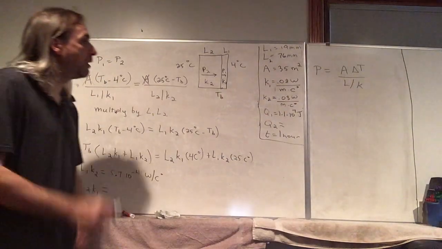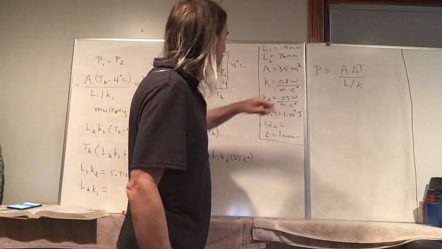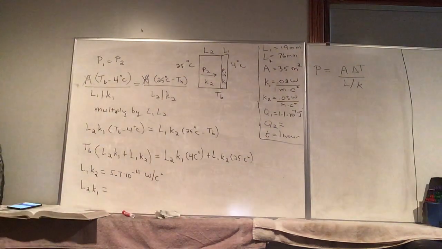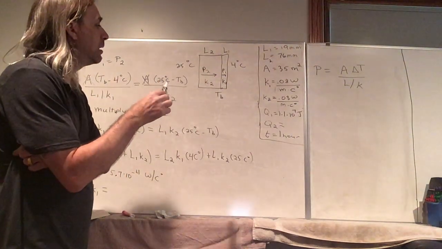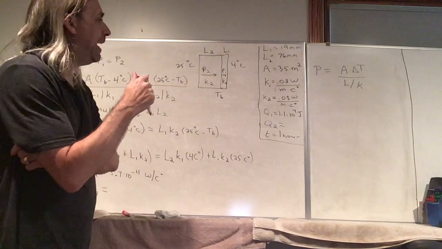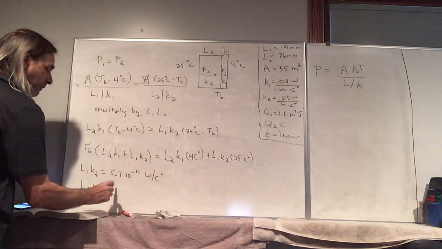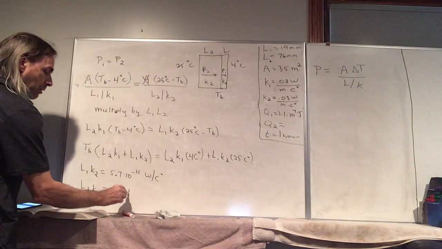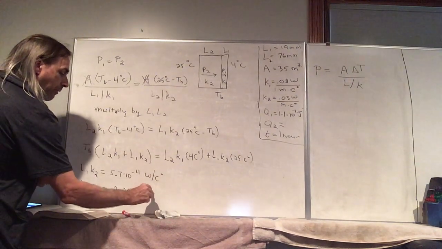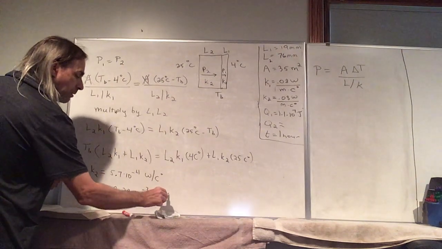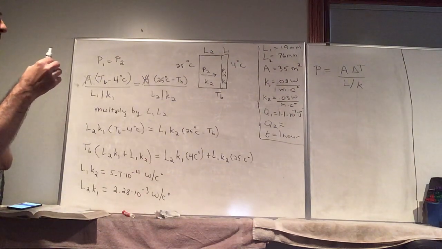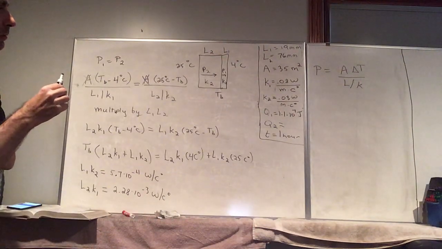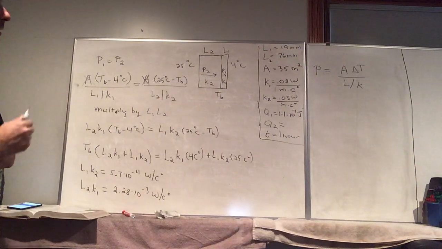And now let's calculate L2K1. So L2, that's 76 millimeters times 0.03. So 76 times 3, let's see, 70 times 3 is 210. That's 228. So I think we have 2.28 times 10 to the minus 3 watts per Celsius degree. Yeah, I think that's right.